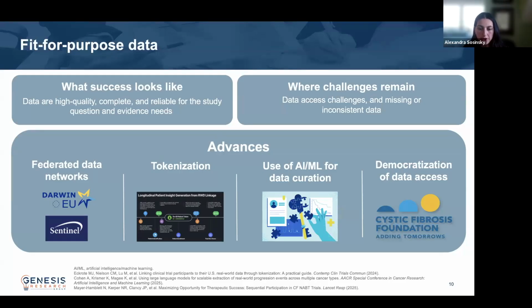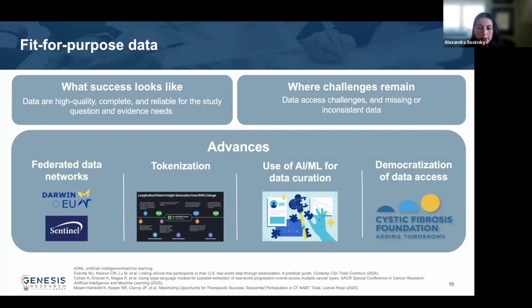Next, tokenization is creating new possibilities for linking patient data across trials and real-world datasets. By using secure tokens to connect records, we can build more complete patient profiles without compromising confidentiality, and this is allowing for richer, more comparable analyses for ECAs.